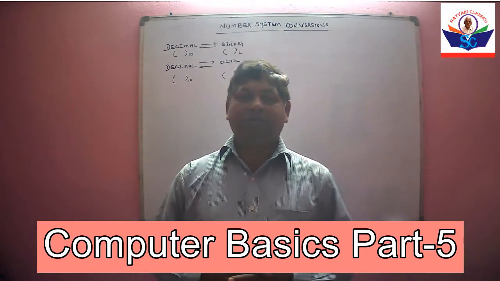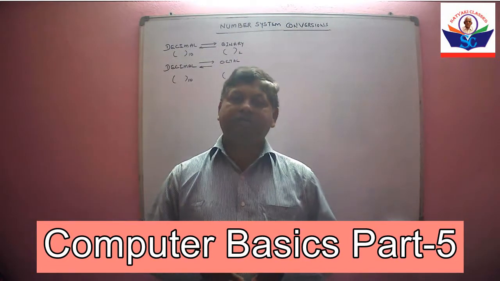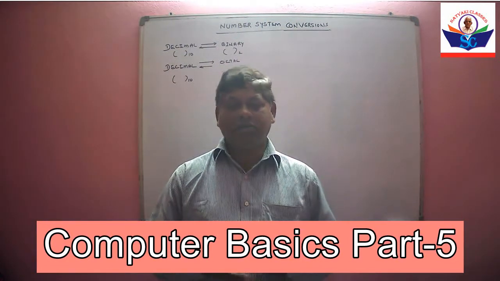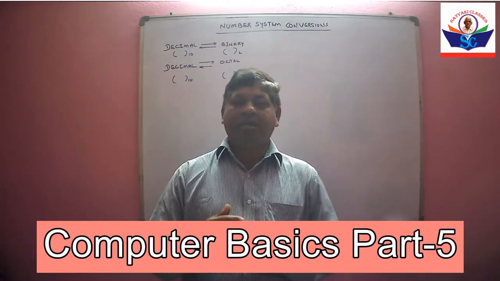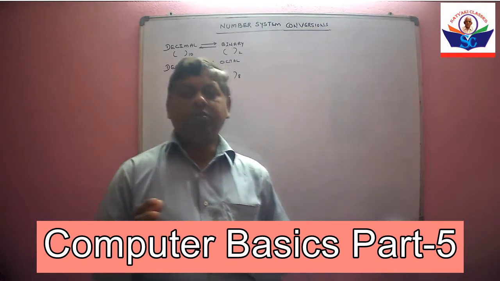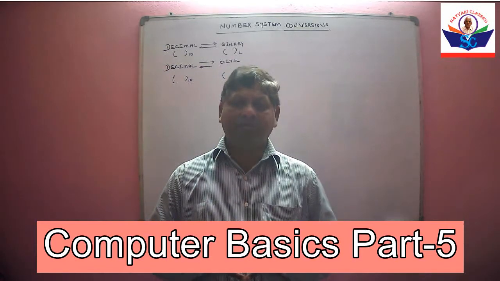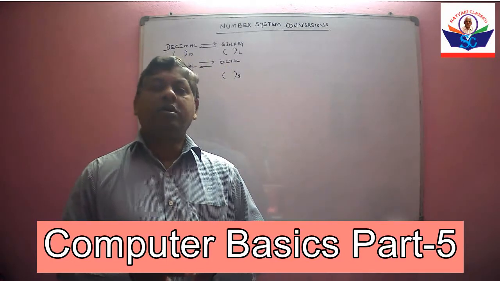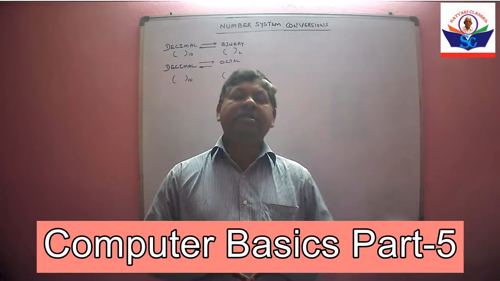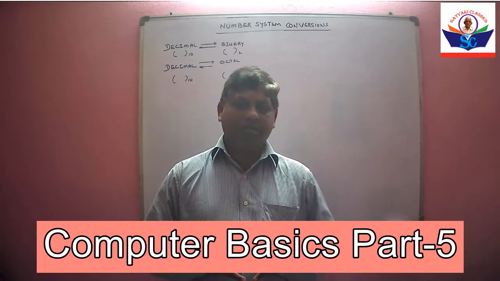Today, this is the fifth class in computer basics. In the last class, we discussed how to convert decimal numbers to binary and binary to decimal, decimal to octal and octal to decimal. We have finished 4 conversions. There are 8 conversions remaining. We'll now discuss how to convert decimal numbers to hexadecimal numbers and hexadecimal to decimal numbers.